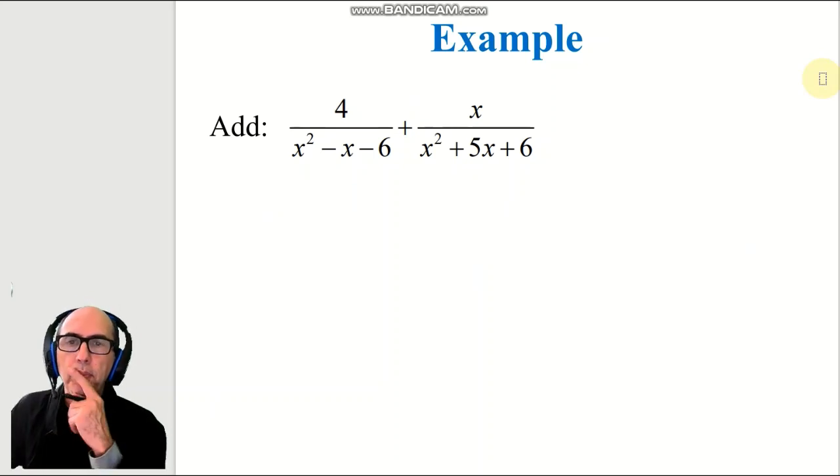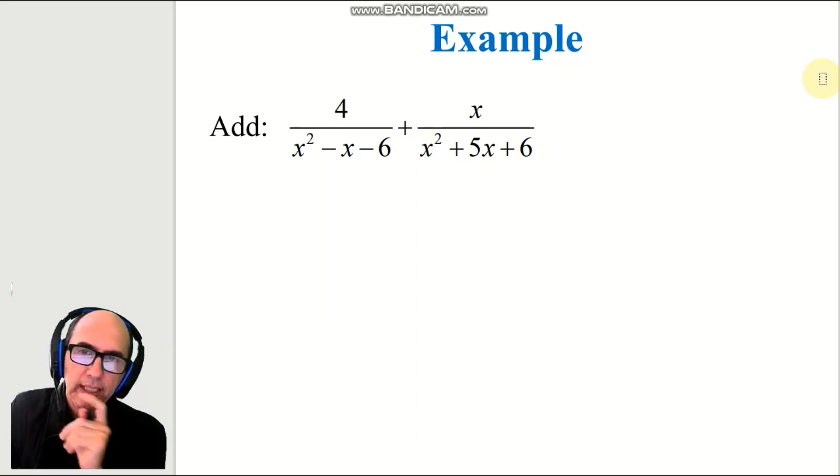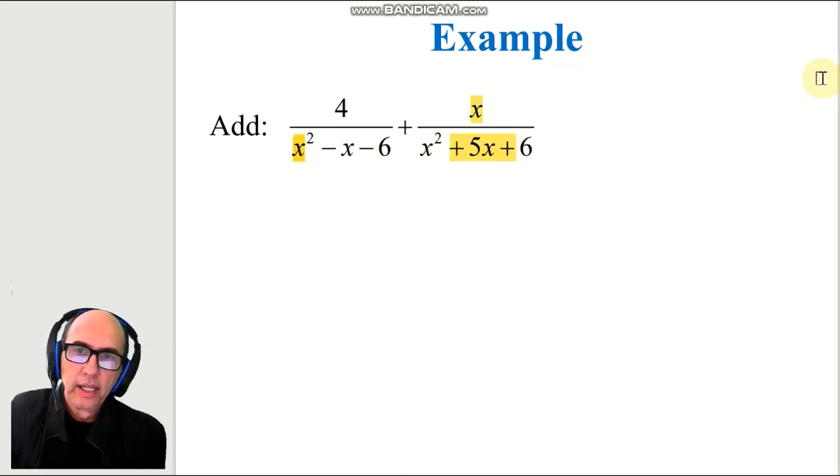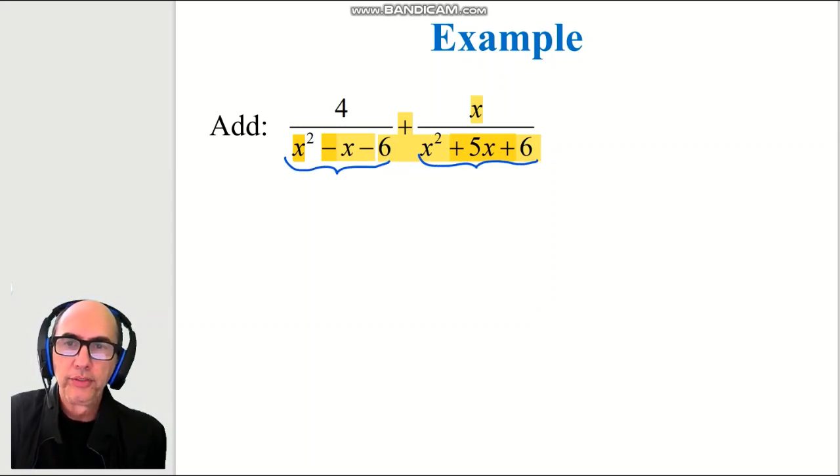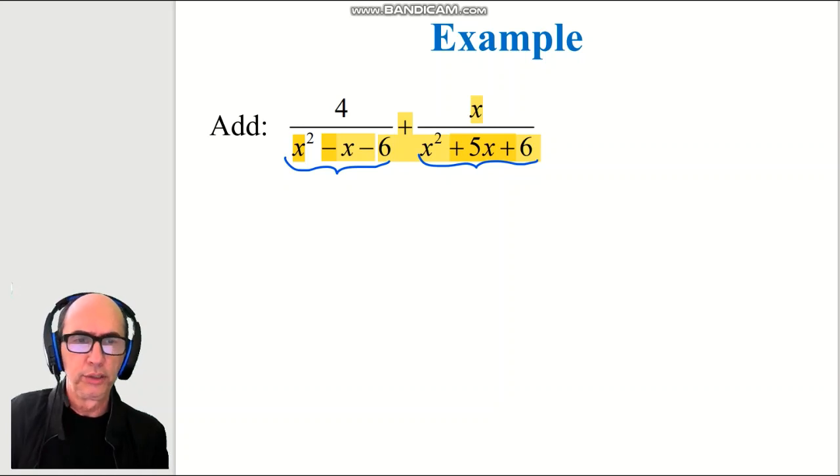Interesting example. Look, x squared minus x minus 6 is one of the denominators, and the other denominator is x squared plus 5x plus 6. We have to factor each one of the denominators. The guessing method: I think you're going to use the guessing method a lot at the very beginning, because I think it's easy to understand and to apply, right?